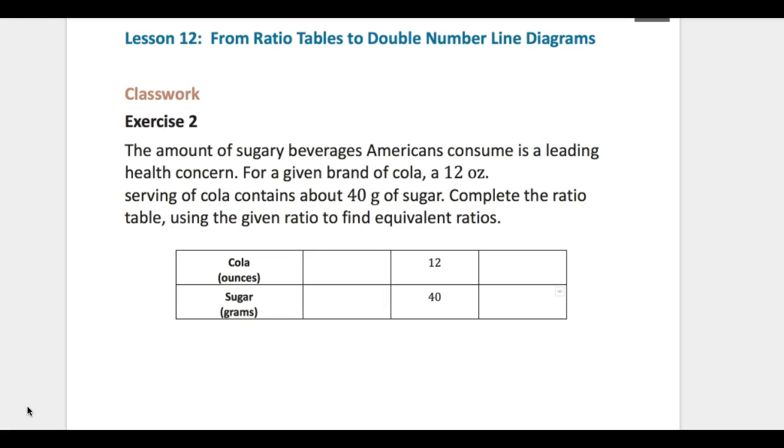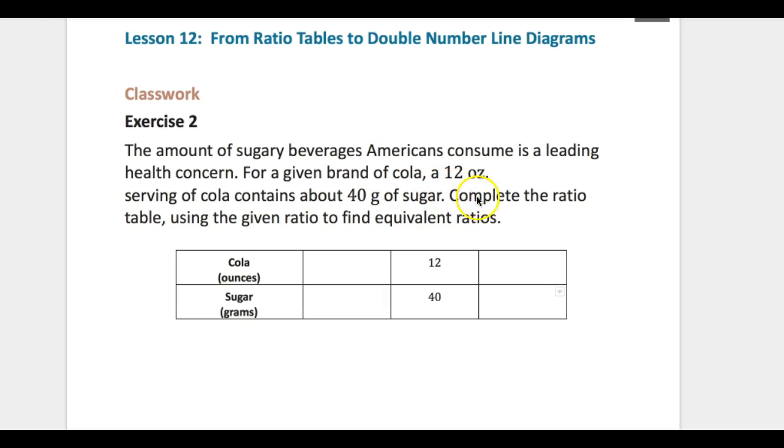Well, the problem is about sugary beverages Americans consume, and they're particularly focusing on cola, which is a type of soda. You notice there's no name brand. They can't really mention name brands, but any cola that you drink has a lot of sugar in it, and it's definitely an issue. So this is a real life problem. Let's do what we need to do next.